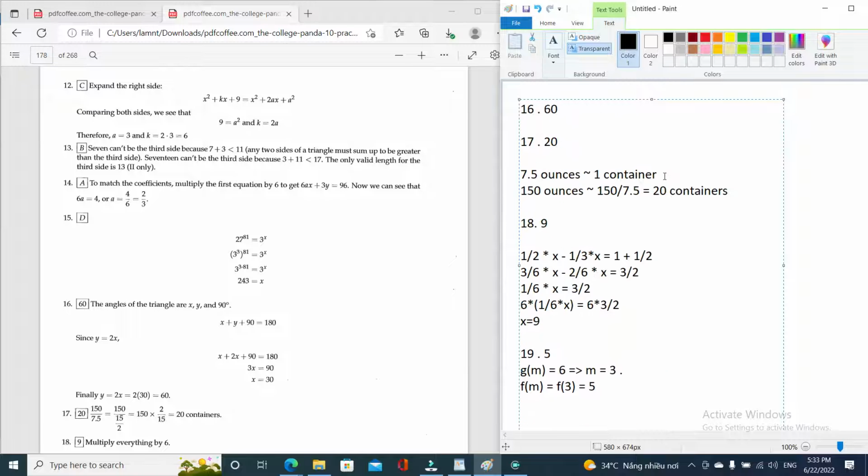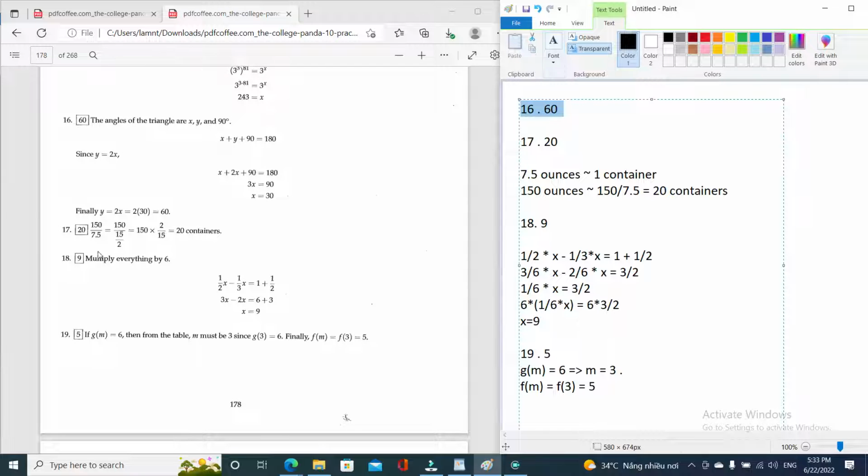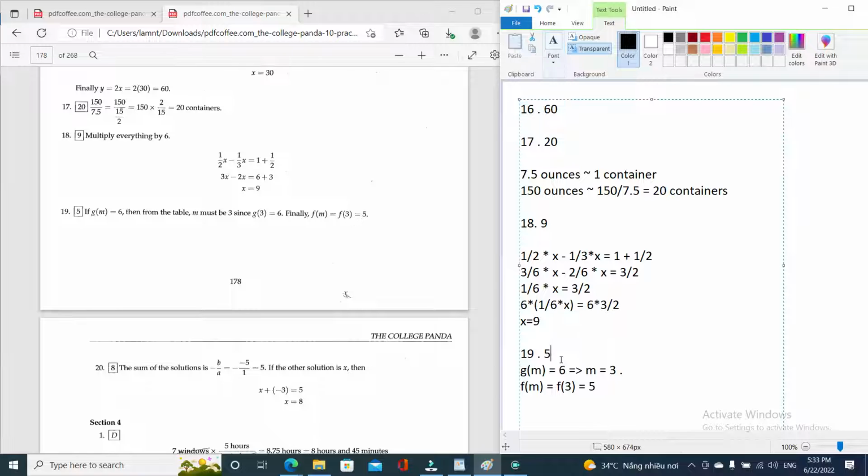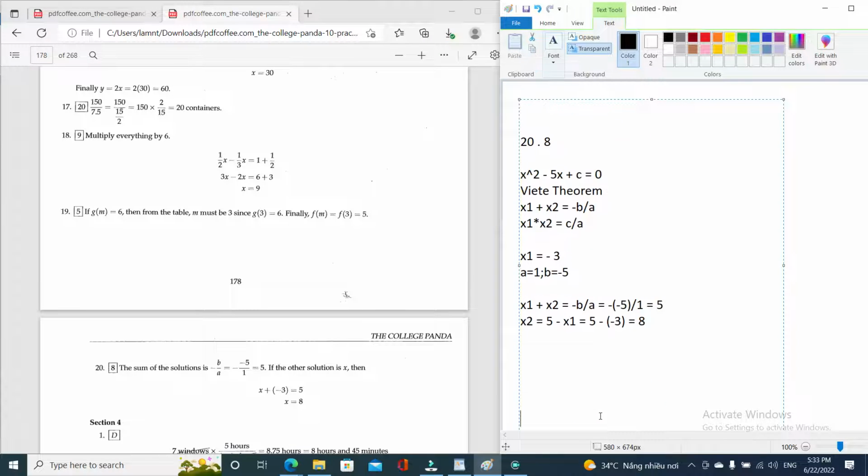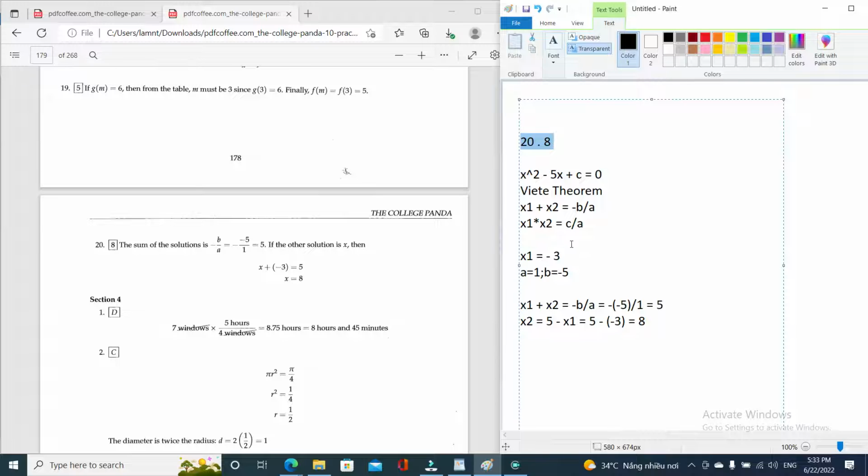So let's check: number 16 is 60. Okay, that's correct. 17 is 20, which is also correct. 18 is 9. 19 is 5 here. And for the last one, 20 is 8. Okay. So it is 8 indeed.